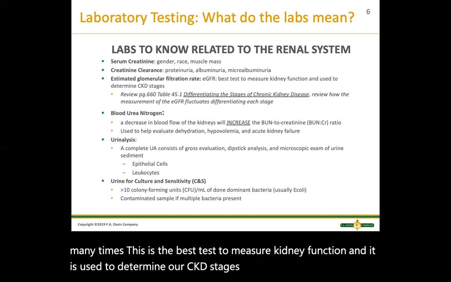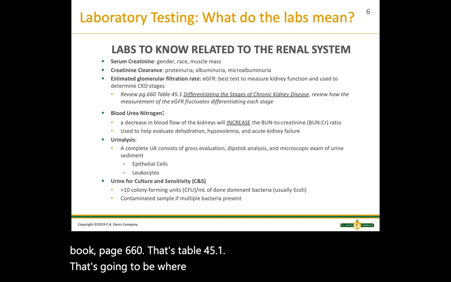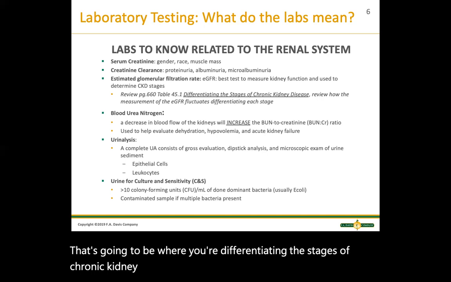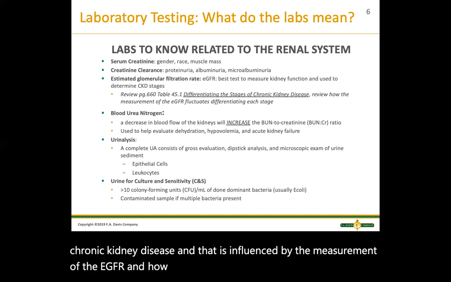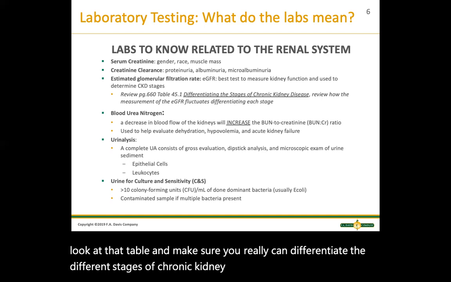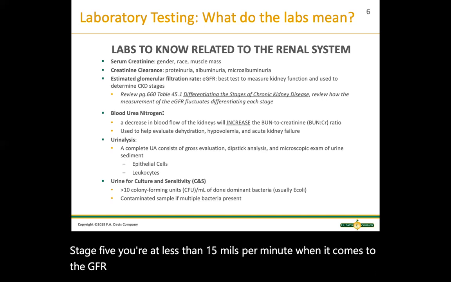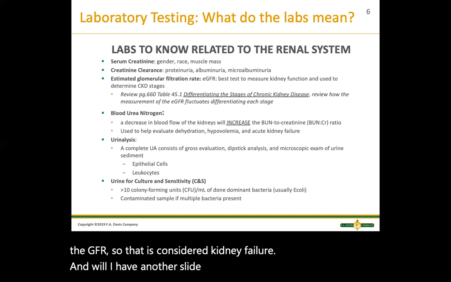Now, please, please, please look at your book, page 660. That's table 45.1. That's where you're differentiating the stages of chronic kidney disease, and that is influenced by the measurement of the eGFR and how it fluctuates in each stage. Make sure you really can differentiate the different stages of chronic kidney disease. Keep in mind, stage 5, you're at less than 15 mLs per minute when it comes to the GFR. So that is considered kidney failure. And I have another slide on eGFR that we'll get to in just a minute.